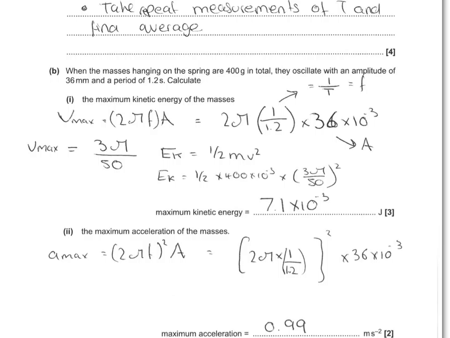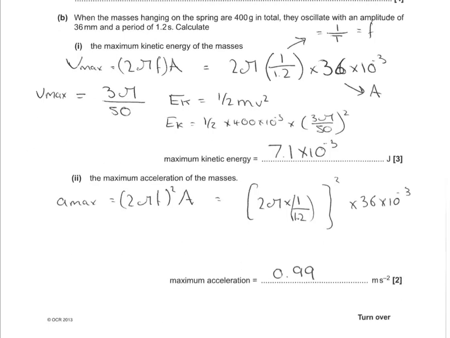And then, because you have the velocity now, you want to put this into the kinetic energy equation, which is half mv squared. So you'd have a half times 400 times 10 to the minus 3, because it's in grams, converting to kilograms, and then times 3 pi over 50 all squared. So overall the final answer is 7.1 times 10 to the minus 3.